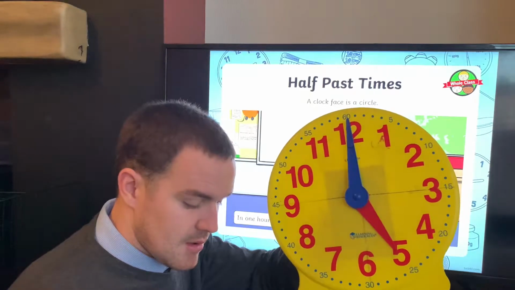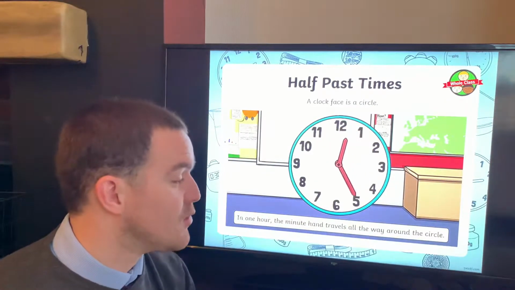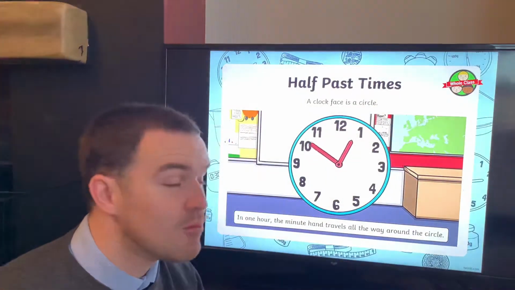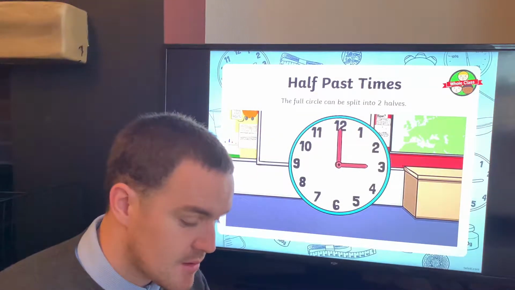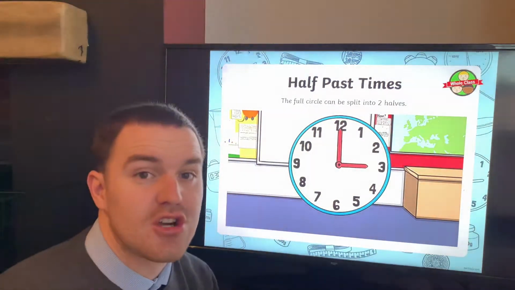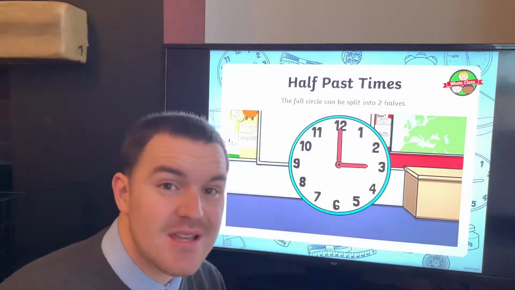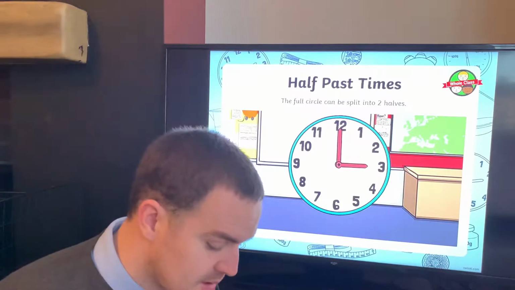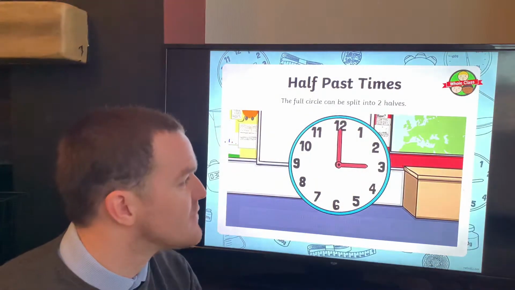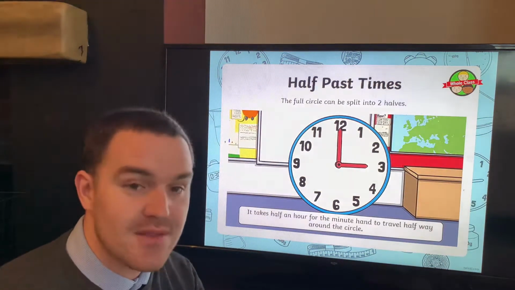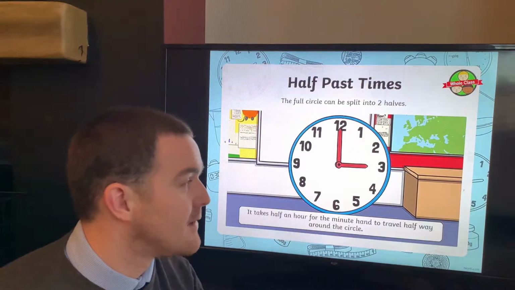So the minute hand moves the whole way around the circle. That'll be 1 hour or 60 minutes. Okay. Now, this full circle can be split into 2 halves, and I'm sure you could all do that because we did fractions not long ago. So let's see what happens when we split this into 2 halves. It takes half an hour for the minute hand to travel halfway around the circle.